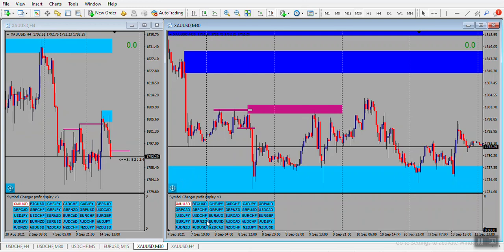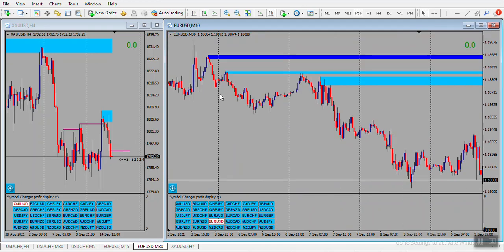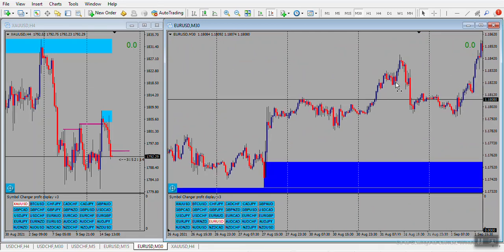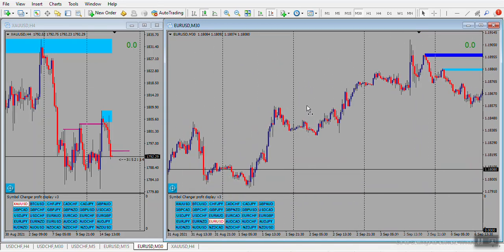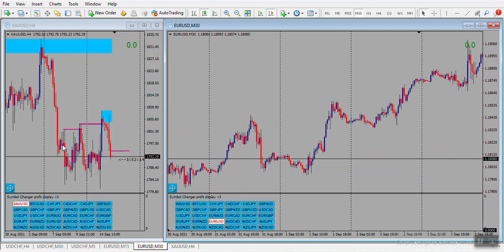So let me look at the second example. I promised 3 examples. Let's go to the second example. Euro USD. I saw a setup somewhere here. Where is that? I think it's here. Yep, Euro USD.